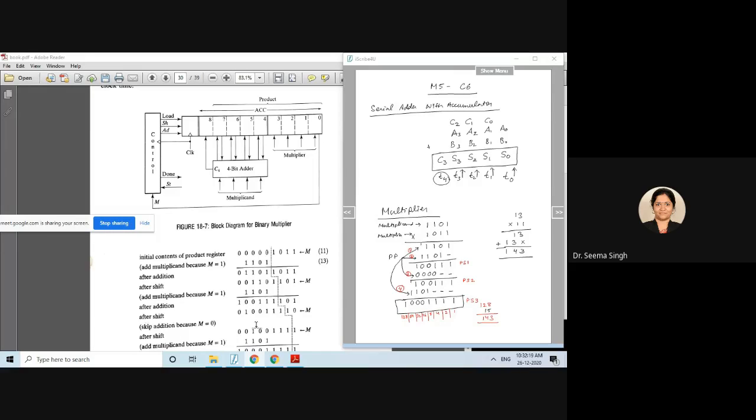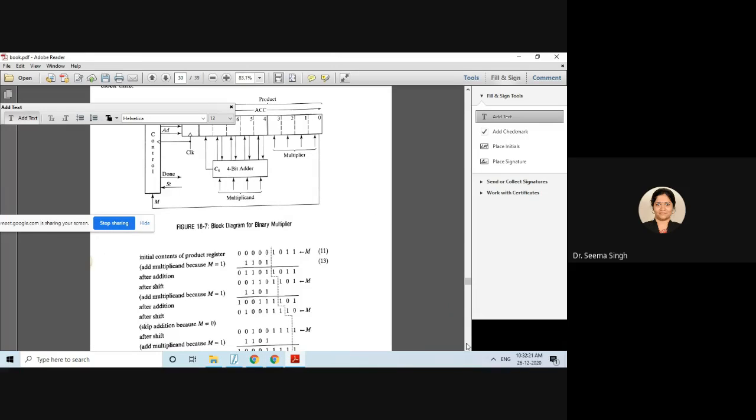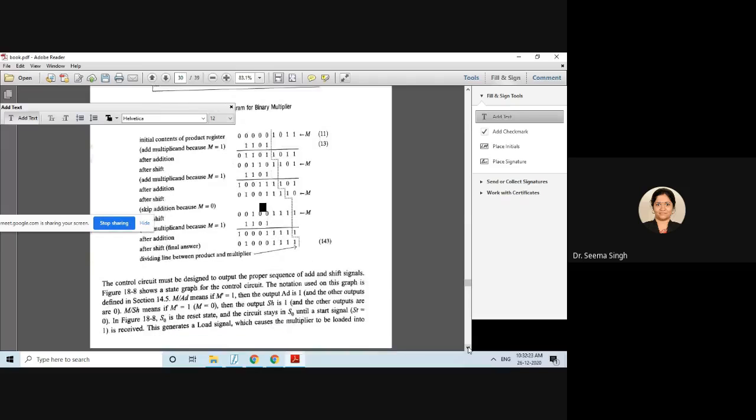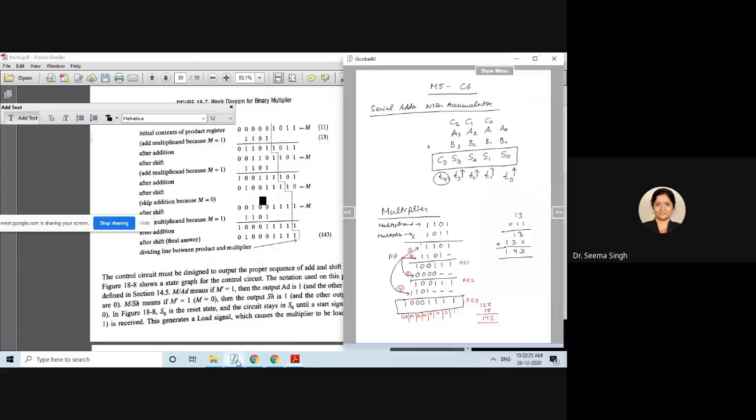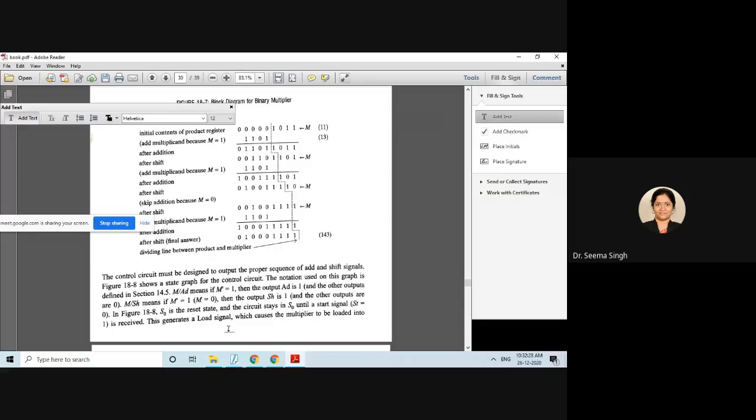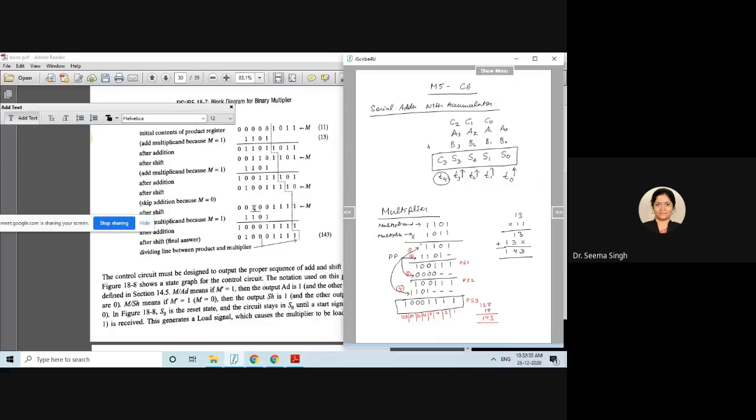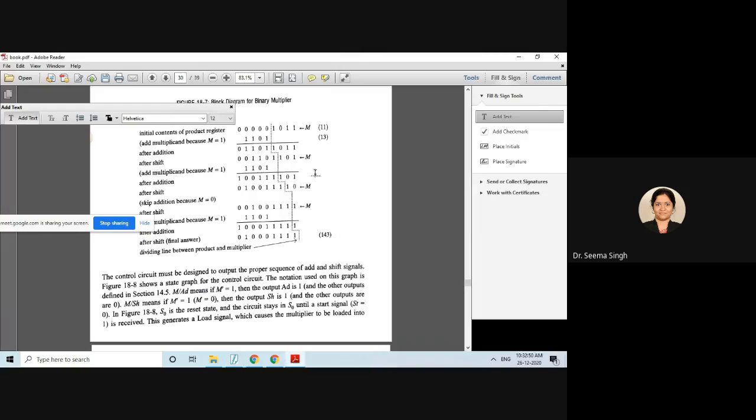When shifting happens, it goes like this. And then what happens? Your shifting happens, and for the last M equal to 1, again your 1101 comes here, and again addition is happening, and again you shift it to the right, and you get the same answer the way I got here, 100011111. So this is how this multiplier is being done using this circuit.